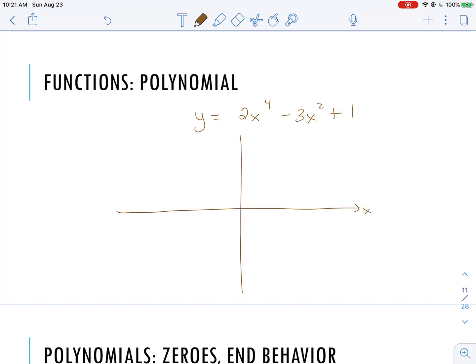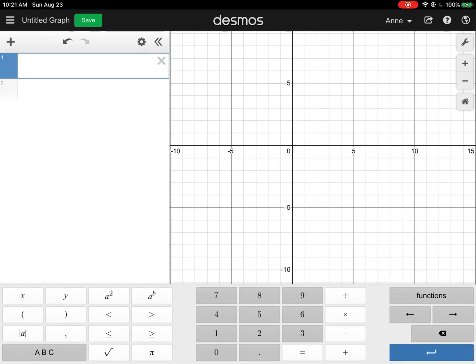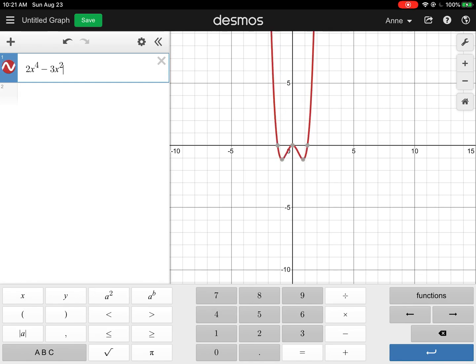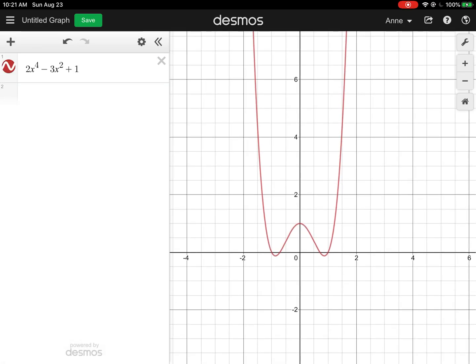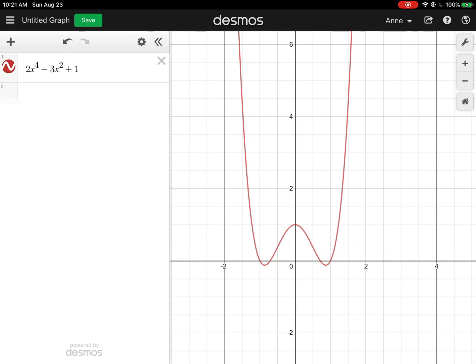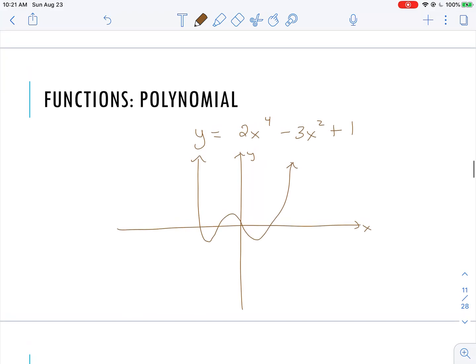So let's go ahead and see what this graph would look like on Desmos. 2x to the fourth minus 3x squared plus 1. And so it kind of looks like a W. I'm going to take that graph and sketch it into here. So it looks like this, kind of, maybe. And that would be our polynomial function.